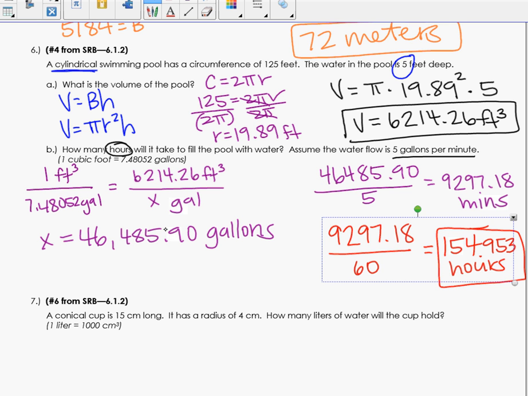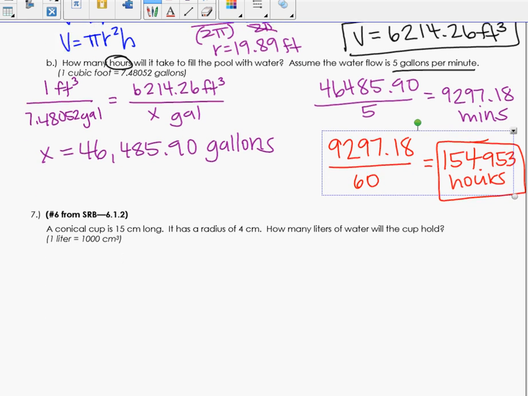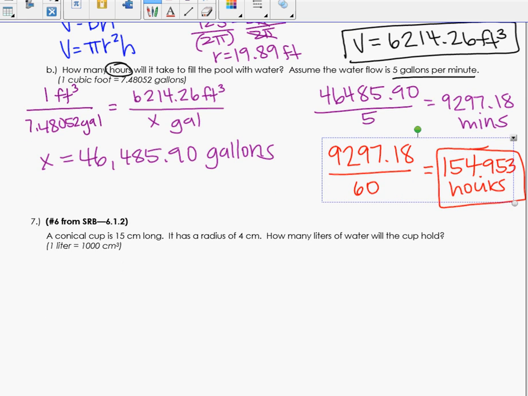And then from there, we're told it's 5 gallons per minute. So I divided that by 5 to figure out how many minutes it would take. And then I divided that by 60 to figure out the hours. Okay, so like I said, it just takes a lot of work. It's not super difficult stuff, but you really need to write this out and do each step if you want to really be able to see the pattern of what's going on, and especially if you want us to be able to grade it correctly.